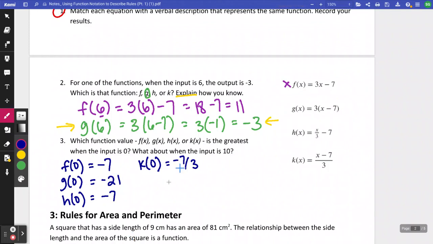Looking through these, there's not a lot that's really a large number since they're all negative. Remember, when you're comparing negative numbers, it helps to think about a number line. The largest one is going to be the one closest to 0, which would be our K of 0. We could do a similar thing when the input is 10. So for 10, f of 10, remember I'm just substituting these numbers into these functions. So for f of 10, I'm doing 3 times 10, which is 30, minus 7. So f of 10 would be the number 23.